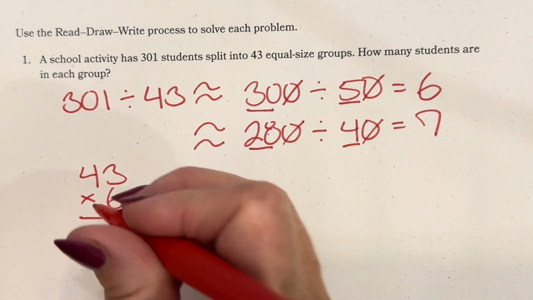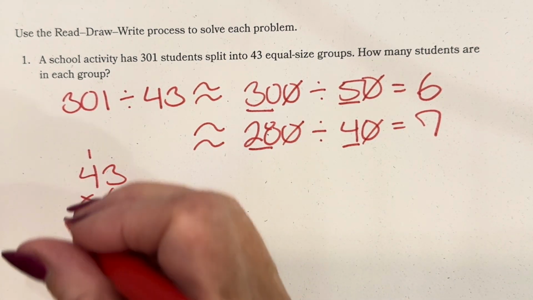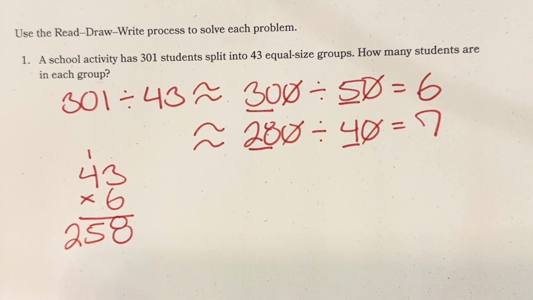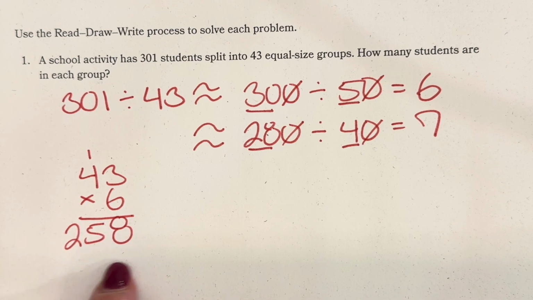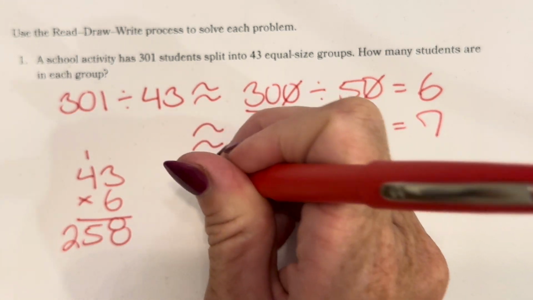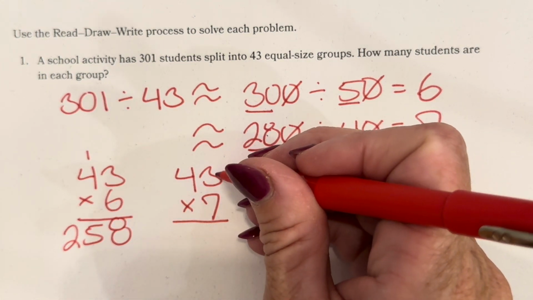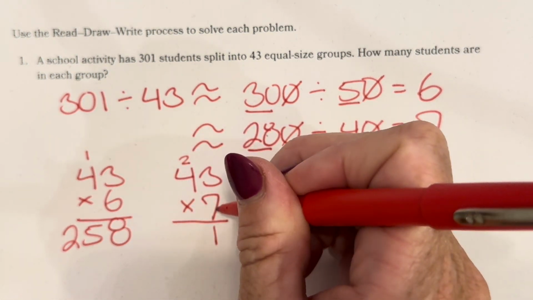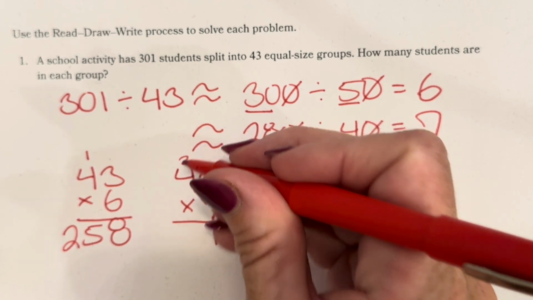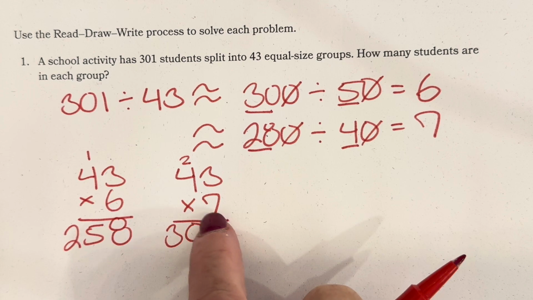Well, 6 times 3 is 18. 6 times 4 is 24 plus 1 is 258. So if I made 6 groups of 43, that would only use up 258 students. So let's check and see if the 7 works better. If I have 7 groups of 43, 7 times 3 is 21. 7 times 4 is 28 plus 2 is 30. So 7 worked. This one works.